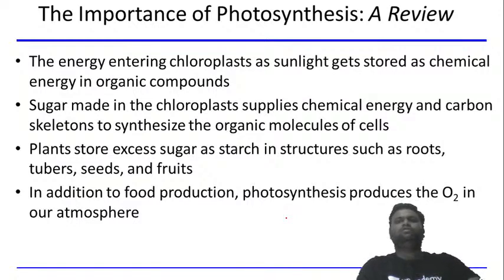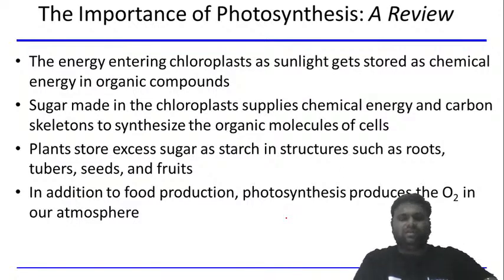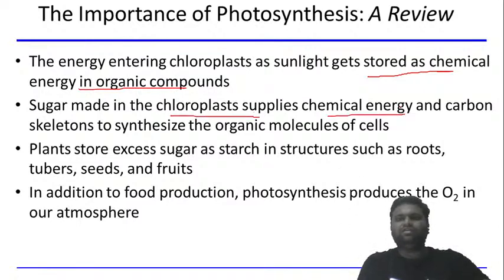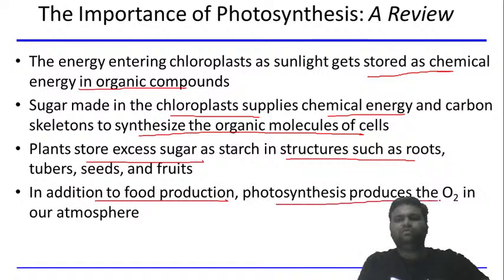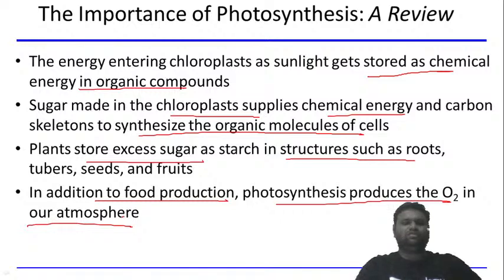So what is the importance of photosynthesis? The energy that entered the chloroplast as sunlight gets stored as chemical energy in organic compounds. So sugar is made in the chloroplast. It supplies the chemical energy and carbon skeletons to synthesize the organic molecules of the cells. And plants store excess sugar as starch in structures such as root, tuber, seed, fruits. In addition to food production, photosynthesis produces oxygen in our atmosphere. So this is an important process.